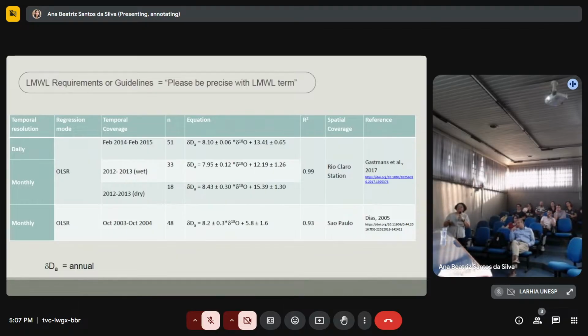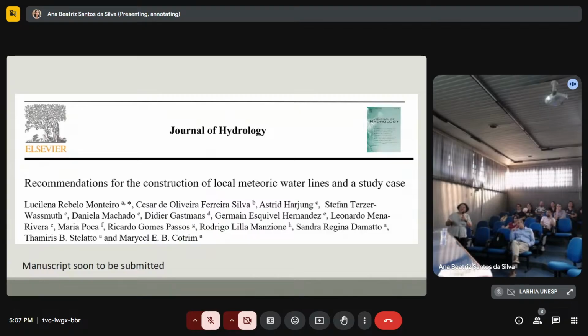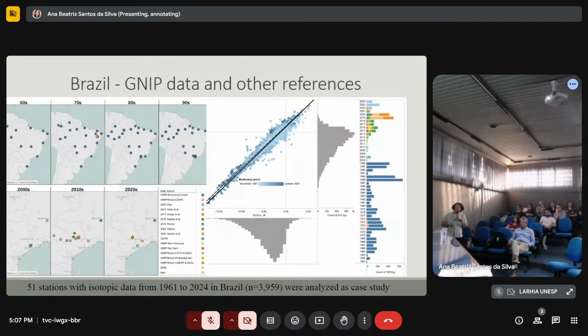So the coverage of 4 years is the main problem, and we need to pay attention to this. So this CRP is currently working on these recommendations and how to assess this meteoric water line. And we will present the case study of Brazil, which will soon be submitted. And what is our situation?